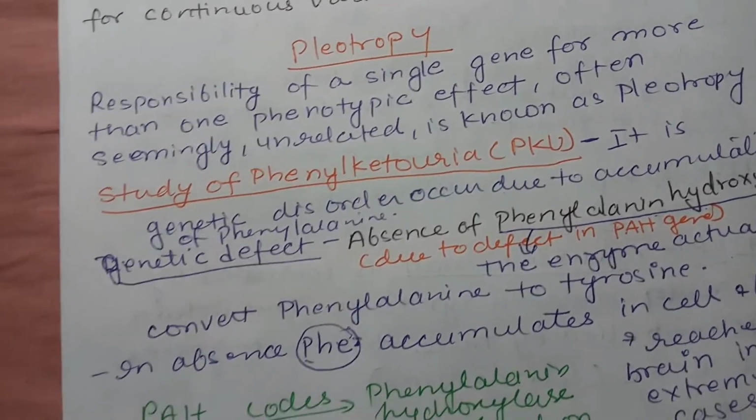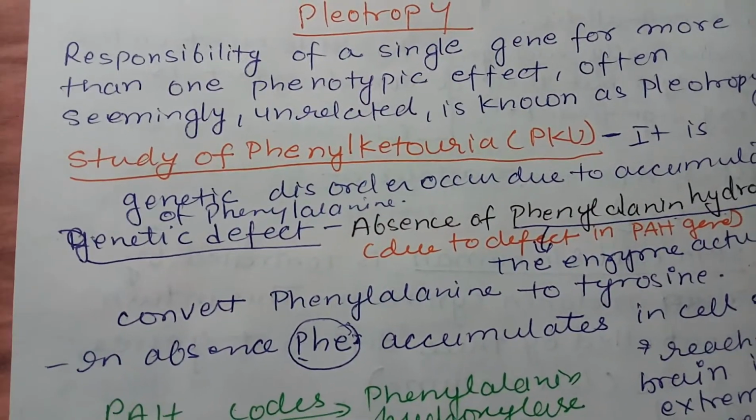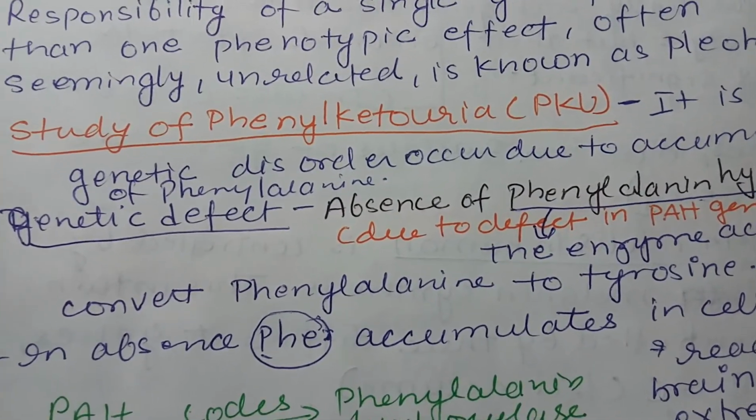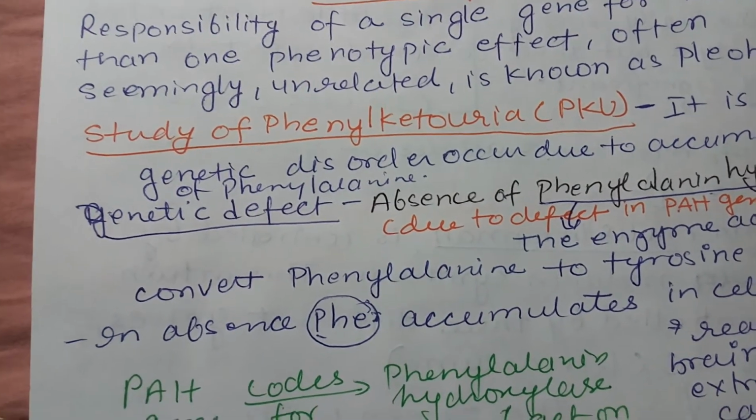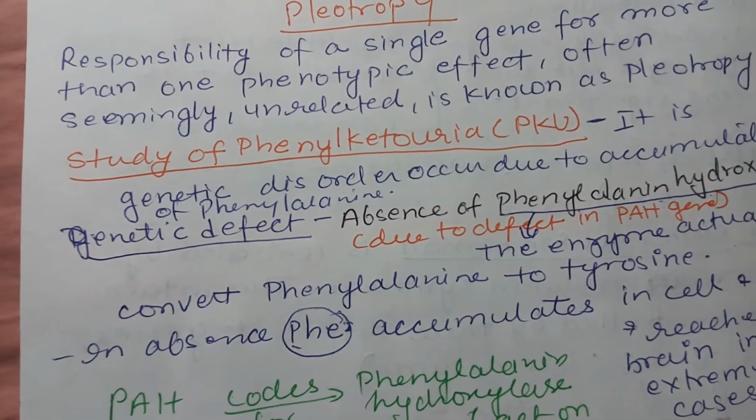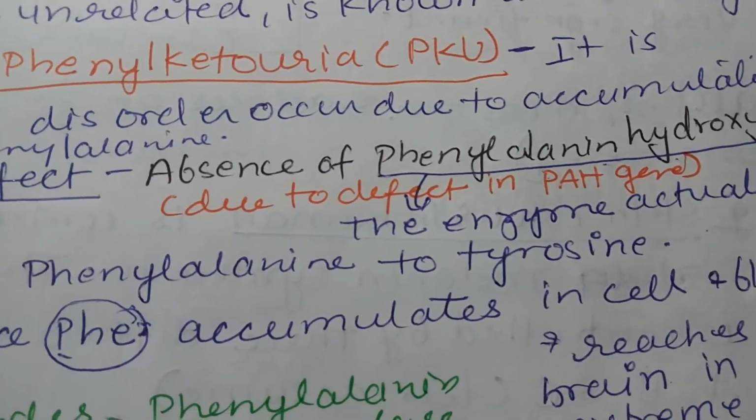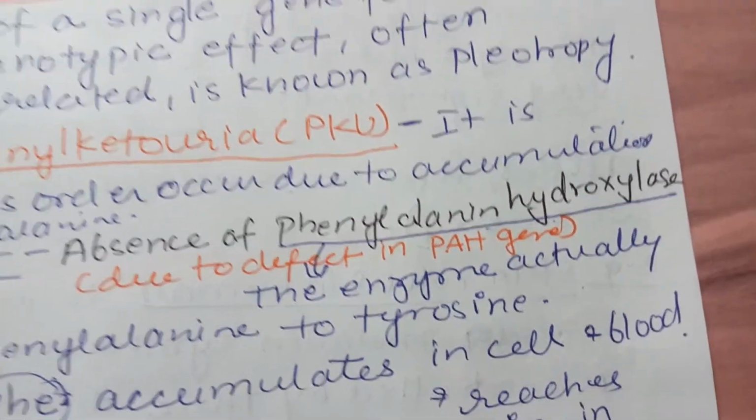Let's discuss this with the example of phenylketonuria. Phenylketonuria is a genetic disorder and it is caused due to the accumulation of phenylalanine. Phenylalanine is an aromatic amino acid. And what is the genetic defect? The genetic defect is in the PAH gene. Now this gene actually codes for the enzyme phenylalanine hydroxylase.